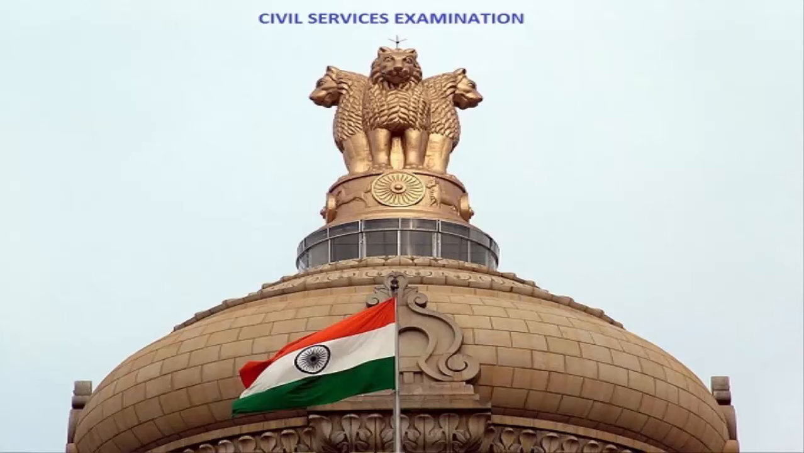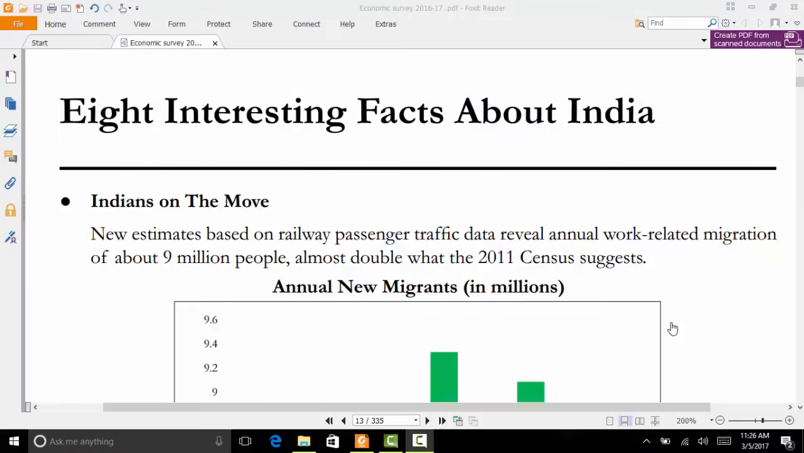So here we go. Regarding the importance of the Economic Survey, it is important in both prelims and mains. That's why we'll do it comprehensively, not just a kind of view. From the prelims perspective, we need to develop a certain understanding of the economic issues, certain economic policies of the government and the various schemes that it launches.